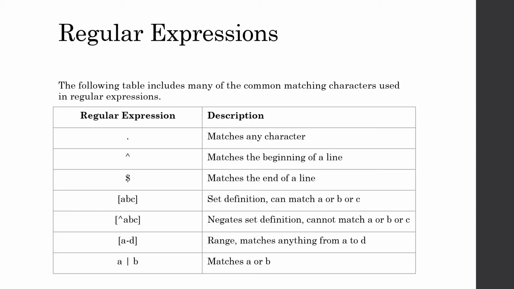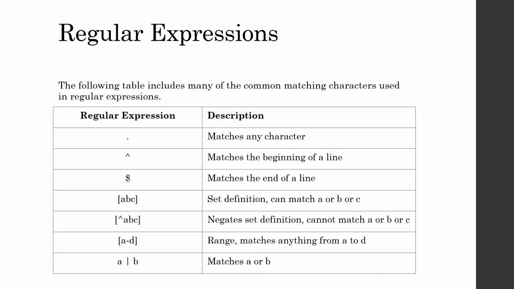In addition to these, we also have these set definitions. So this pair of brackets is what indicates a set definition, and then the things that you put inside of it are the different possible options to choose from in that set definition. So this allows for a match to any one of those characters, so it could be one or another or some other. In this particular example, we have A, B, and C inside of our set definition, so that means that we could have a match on A or B or C.